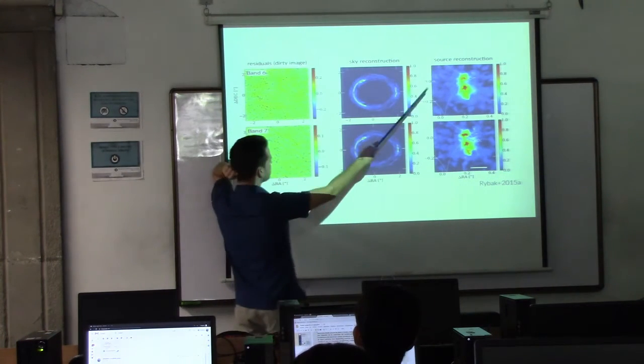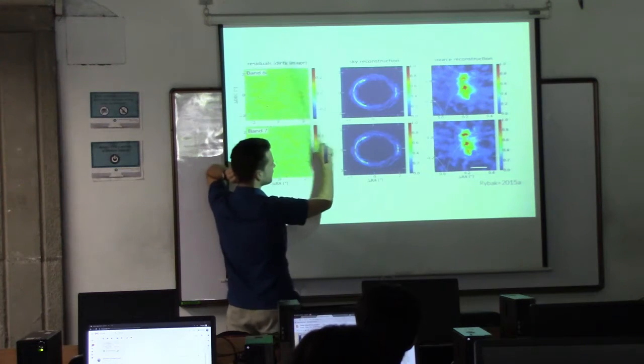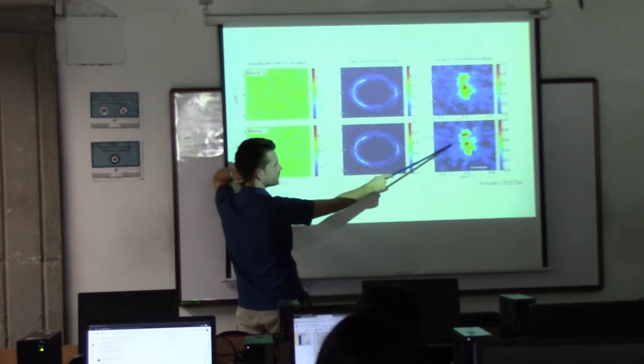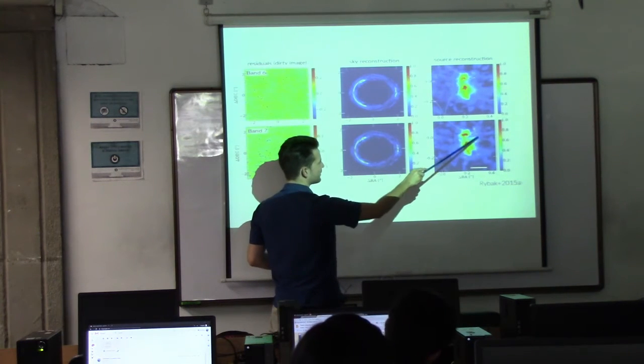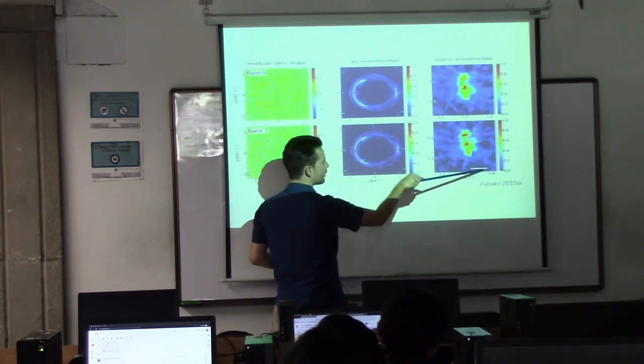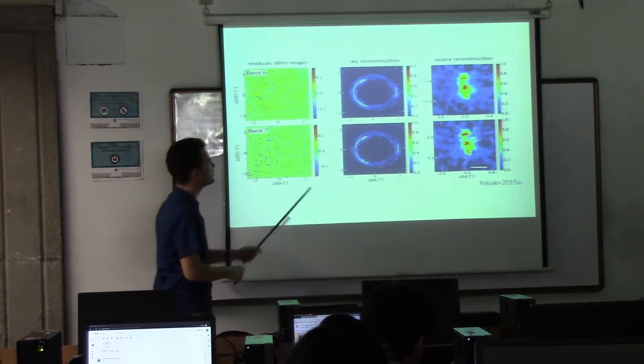This is the source reconstruction in band 6 continuum, band 7 continuum. This is all dust emission. This should be saying 1 kiloparsec, except it fell over here. So this is 1 kiloparsec with really exquisite resolution.